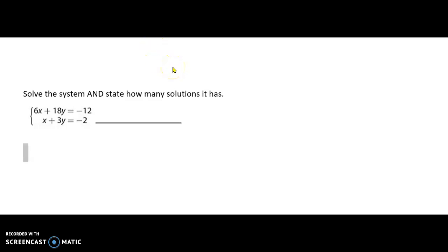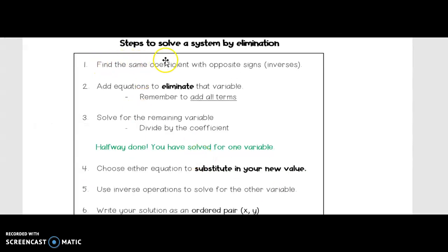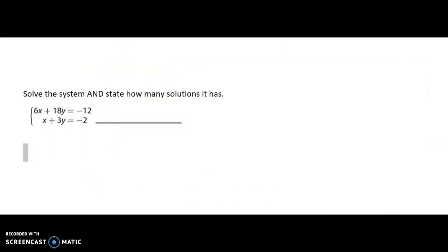Okay, let's move on to solve the system and state how many solutions it has. We can look at this. And again, if we look at the steps, we already know that we need to find the same coefficient, opposite signs, in order to eliminate that variable. And then we're going to go ahead and just solve using inverses. So let's look at this.